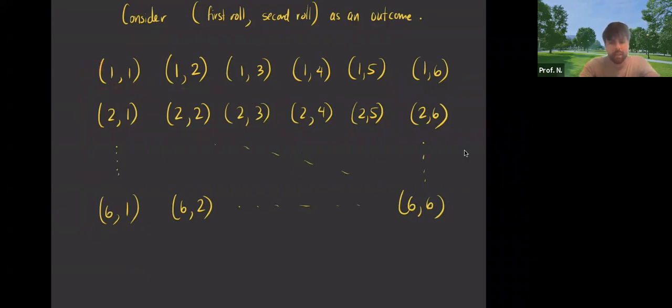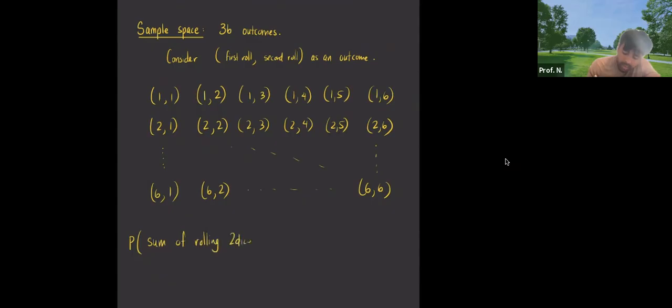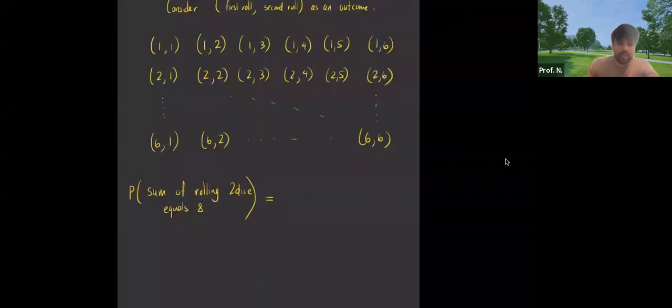Now, why did I do this? Because what if I say, what's the probability that when you roll 2 dice, the sum of rolling 2 dice equals 8? Now, how would you compute this? What would you have to do? Well, what is the sample space? The sample space is this whole entire thing, right? This is the entire sample space.